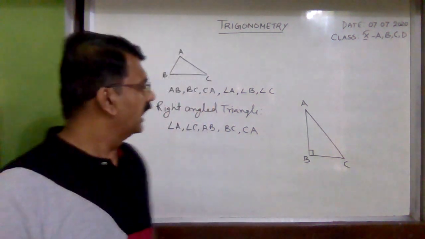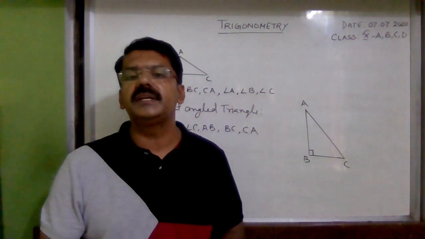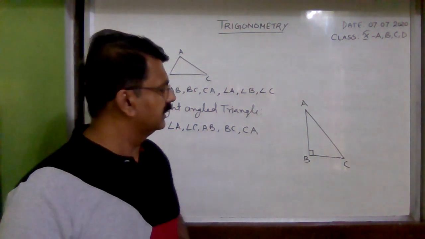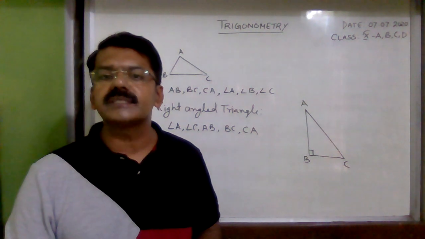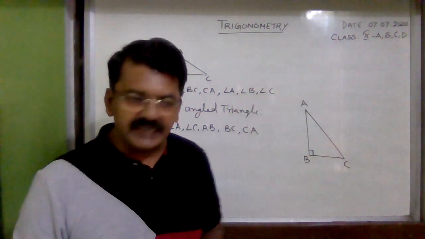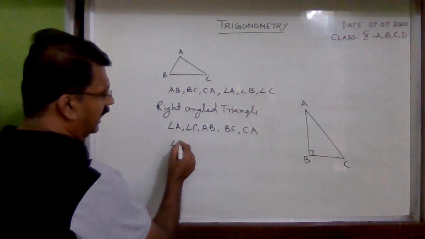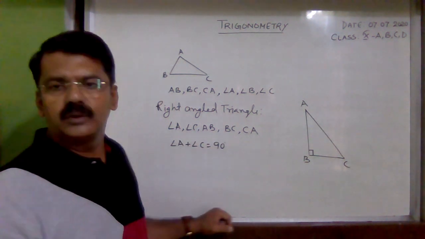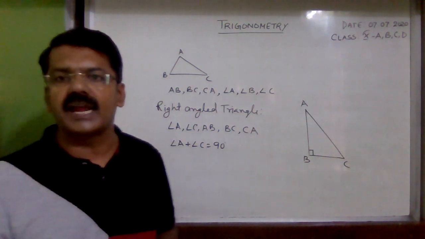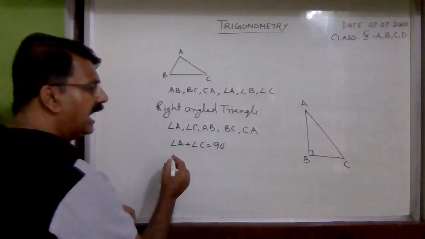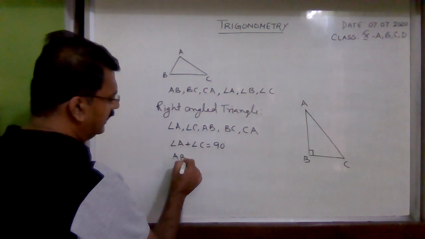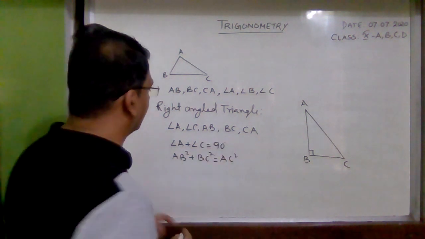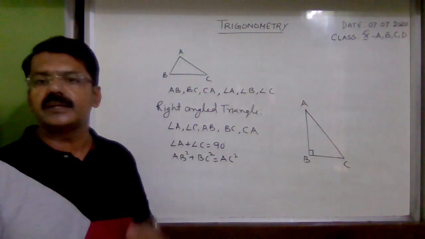Similarly, as in a triangle, the sum of all the 3 angles is 180, that is the angle sum property of a triangle, and one angle is 90, that means the sum of the remaining 2 angles will be 90 degree. So angle A plus angle C is equal to 90 degree. This relation you know because you have already studied the angle sum property of a triangle. And AB square plus BC square is equal to AC square. That is the Pythagoras theorem. So these two you already know.